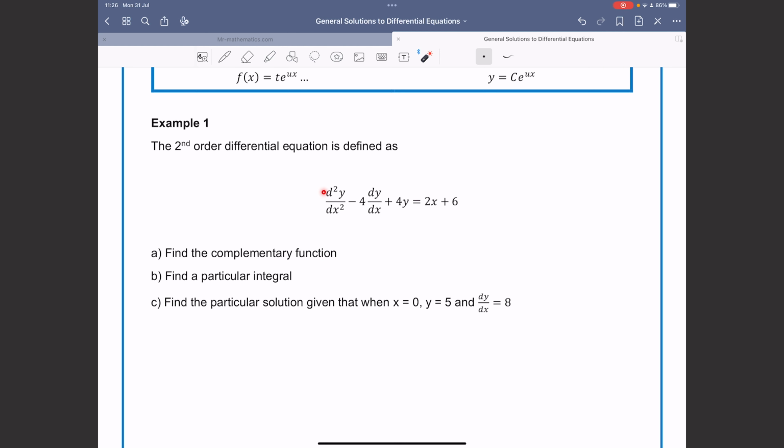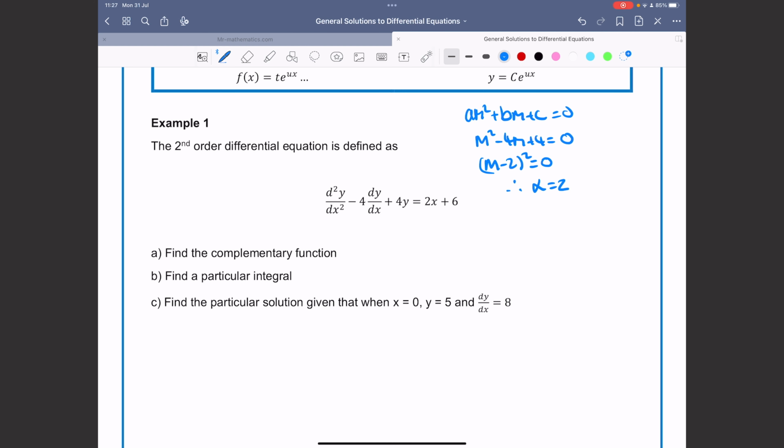And this is when we make the left-hand side equal 0, so we can use the auxiliary equation, which is am squared plus bm plus c equals 0. And in example 1, you can say that a is 1, b is negative 4, and c is 4. So we can solve this as m squared minus 4m plus 4 equals 0. We can factorize the left-hand side, so we get m minus 2 all squared equals 0. So therefore, our solution alpha must equal 2.